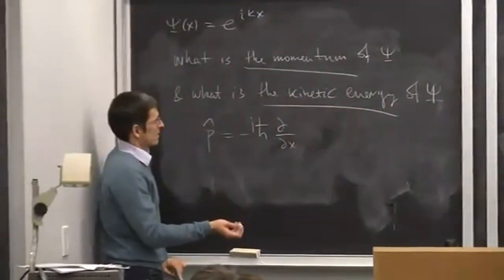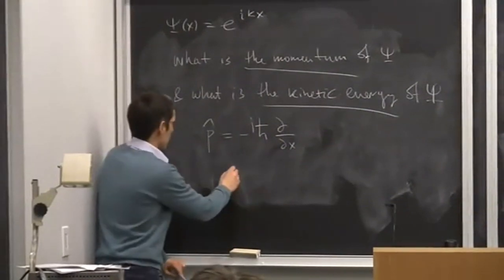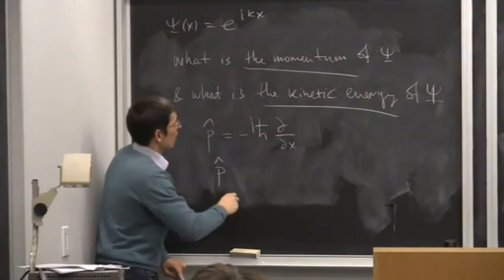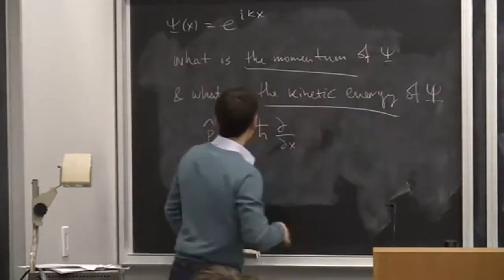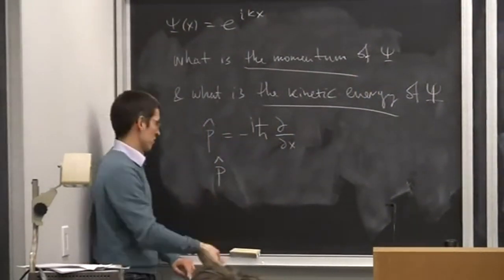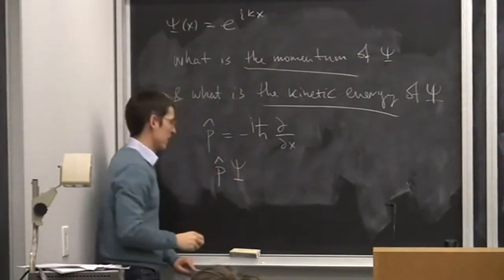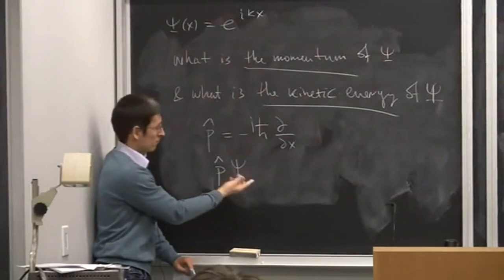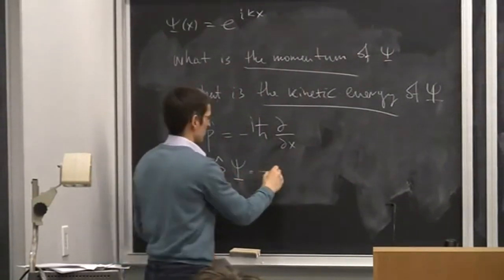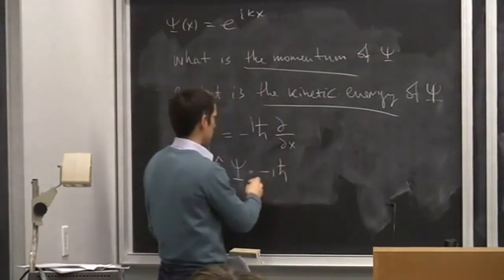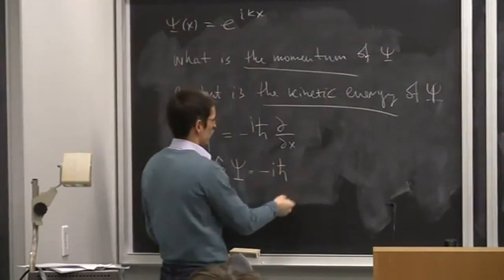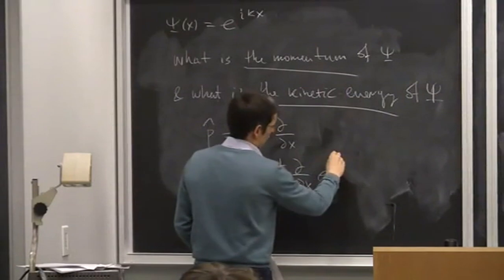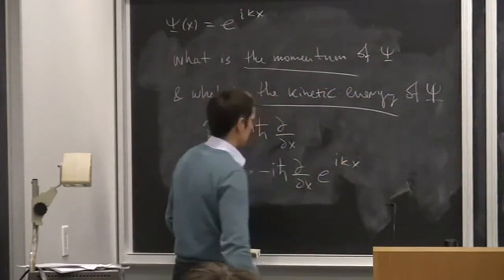Now, the second step is we check whether an operator has this wave function as one of its eigenfunctions. For that, all we need is to act with an operator on a function, right? So how do we do that? We write an operator, minus i h bar d over dx, and then the function e to the ikx.